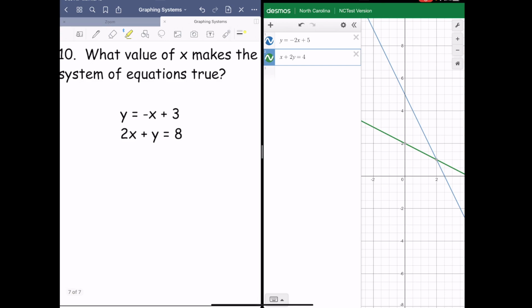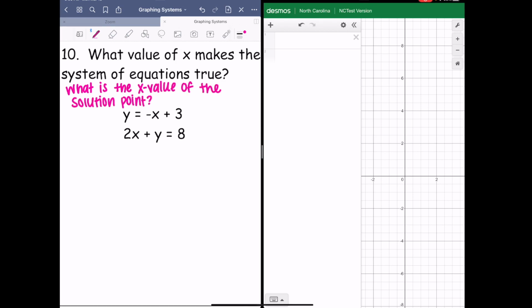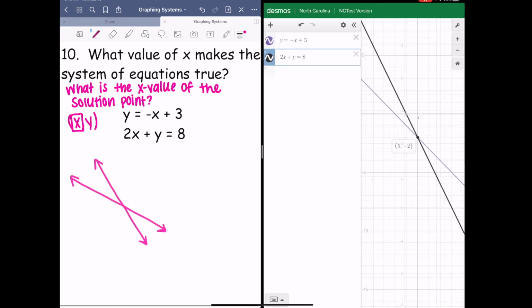And number 10 is very similar, but it says what is the x value that makes the system of equations true. So it's really asking what is the x value of the solution point. Okay, so again, if we have the point that is the solution, x, y, we're looking for the x value this time. The point of intersection is 5, -2, and we are looking for the x value. It says what value of x, so we're looking for 5.